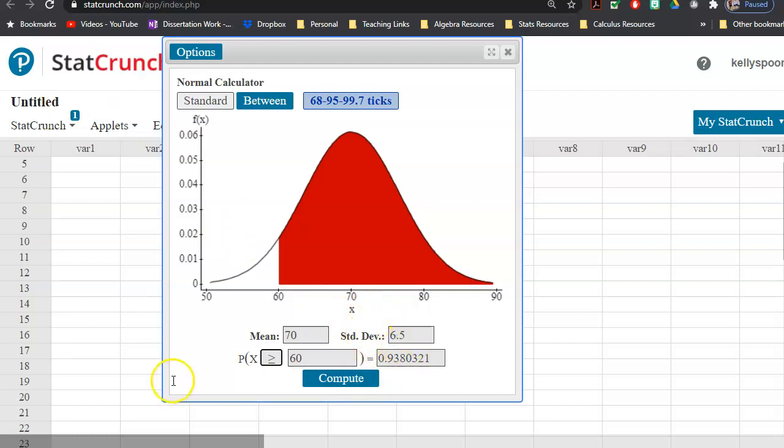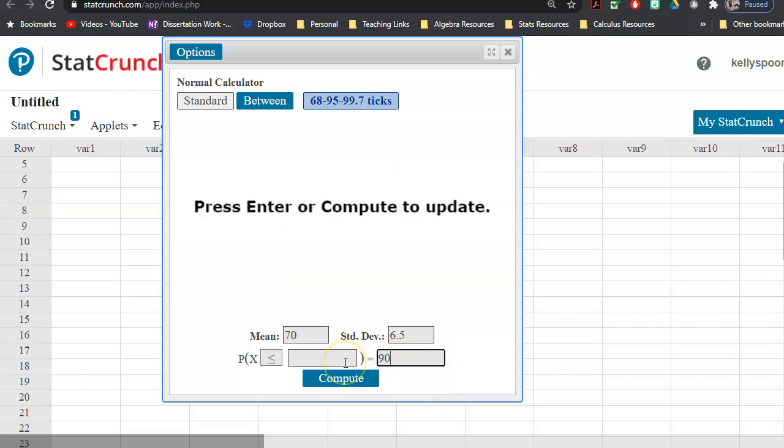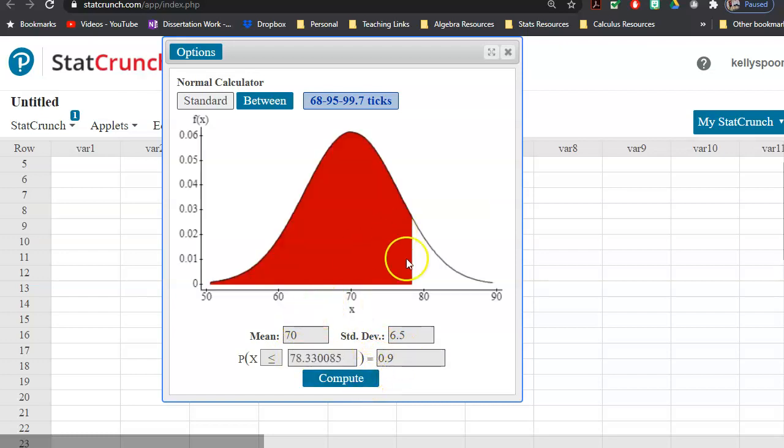The nice thing is this calculator also does your inverse. So if you wanted to know, what score would I have needed on this exam to put me in the 90th percentile? Oops, I need to put that in as a decimal. If you put in the percent here, the probability, and press compute, it'll give you what the value was. So a 78 on that test would have put you in the 90th percentile.